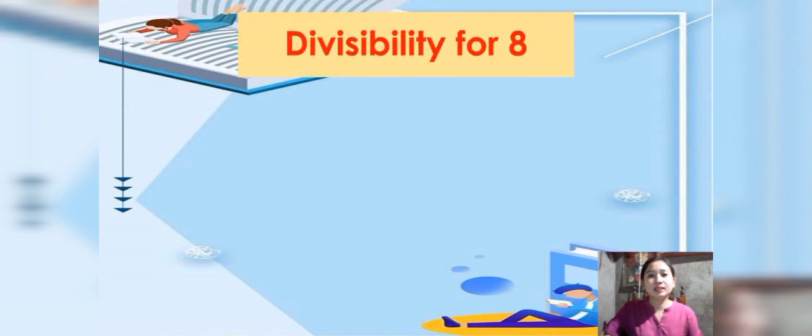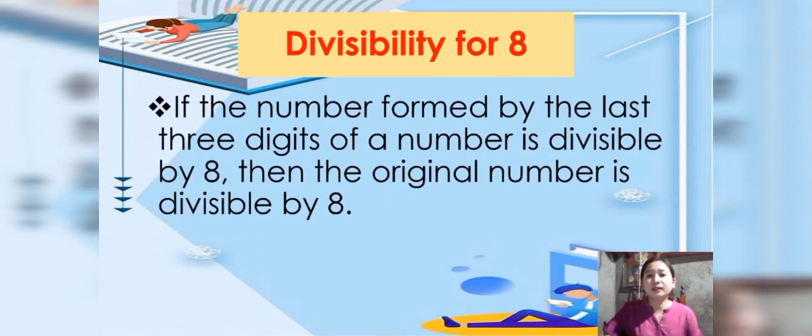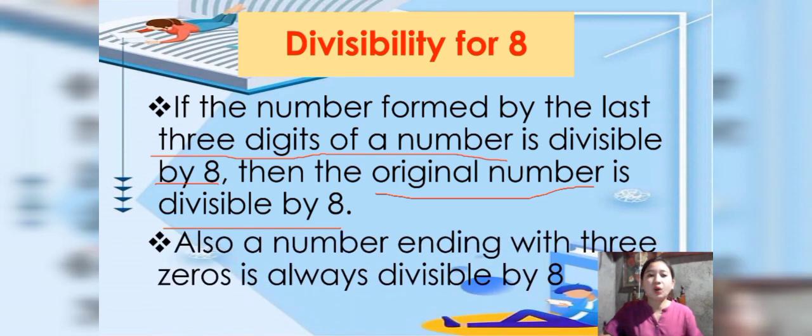Let us now discuss the divisibility rule for 8. If the number formed by the last three digits of the number is divisible by 8, then the original number is also divisible by 8. Also, a number ending with 3 zeros is always divisible by 8.